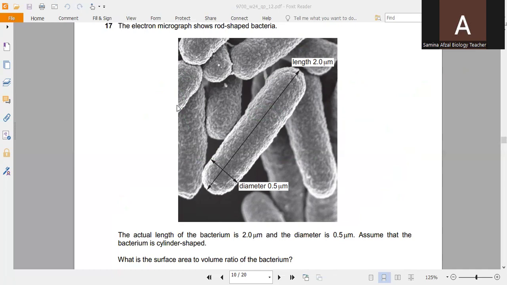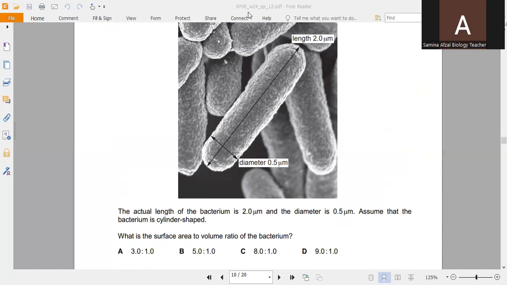So we have to take these and calculate the surface area to volume ratio. The actual length of the bacterium is 2 micrometer and the diameter is 0.5. Assume that the bacterium is cylindrical shaped. What is the surface area to volume ratio of the bacterium? For this purpose, we have to calculate first the surface area and then the volume, and then the ratio between surface area and volume.